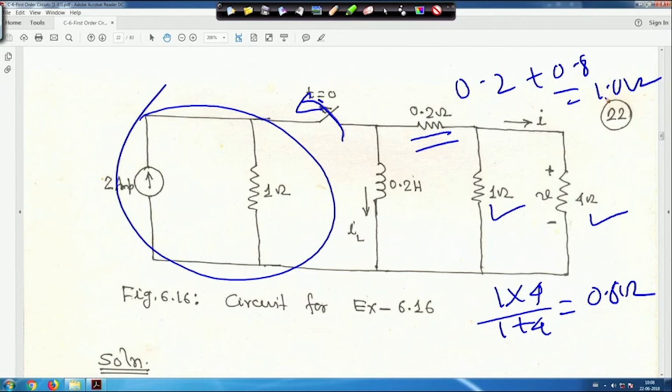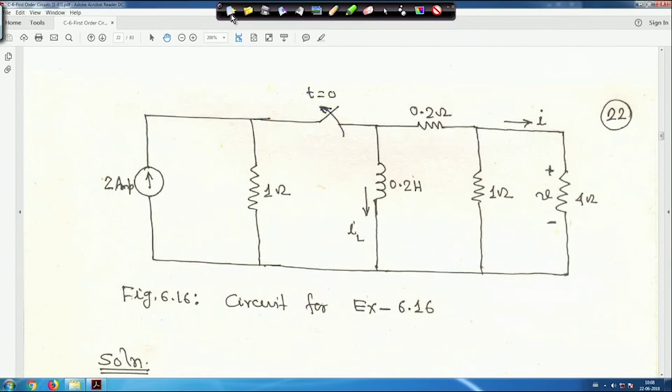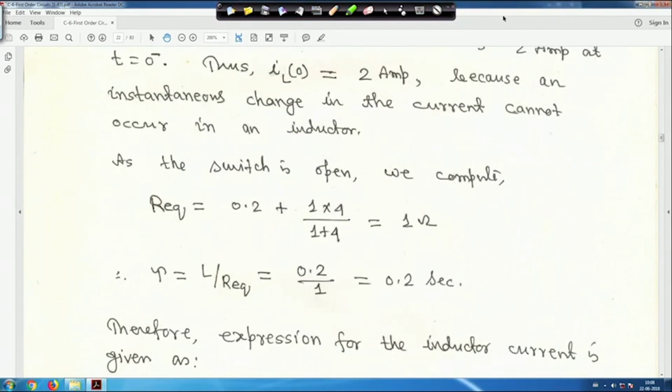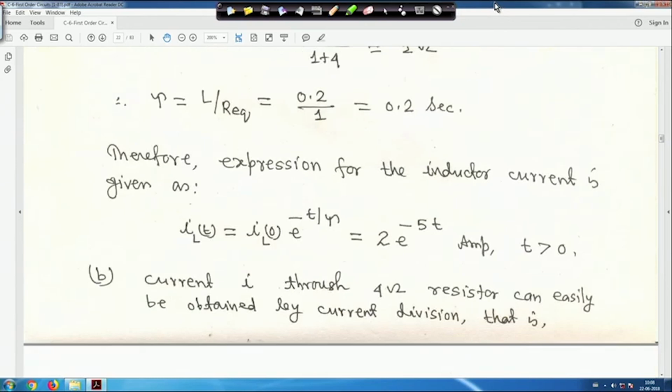Another thing, look at the direction of the current flowing through this 4 ohm resistance, it is taken as I. First we have to find out what it is, and the direction of the current IL here is downwards. So, when you take the equivalent of this, let me go through that.